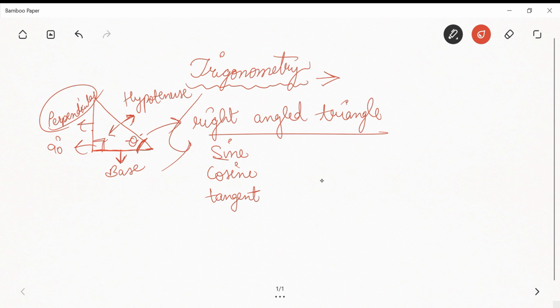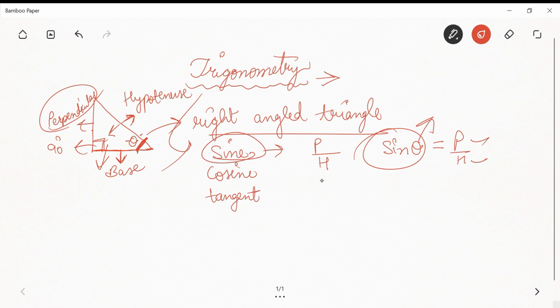Now see, what is sine? So sine is the function of the angle which is perpendicular upon hypotenuse. So it is equal to sine theta. Let's say this is the angle, theta angle, okay? And from this triangle, we have to find out the function of sine theta. So theta is the angle given to us. So sine theta can be found out by applying P by H, that is perpendicular by hypotenuse.